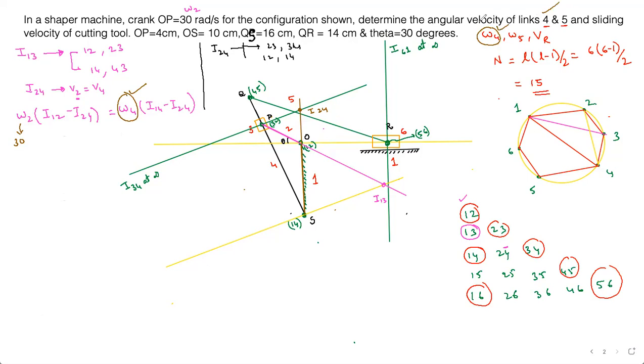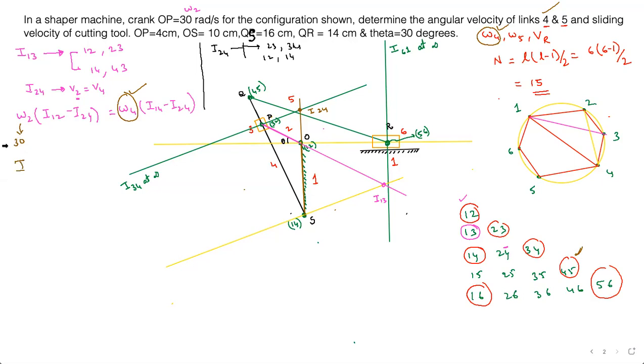Now find omega 5. If you know omega 4 and you want to find omega 5, take 4, 5. I already have 4, 5 here. I4, 5, if you take I14, do I have it? Yes, I have. I15, do I have it? No, I don't have it.